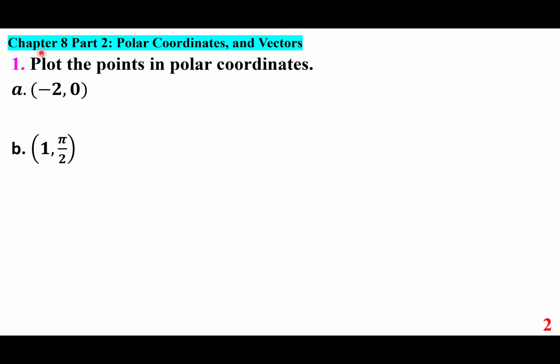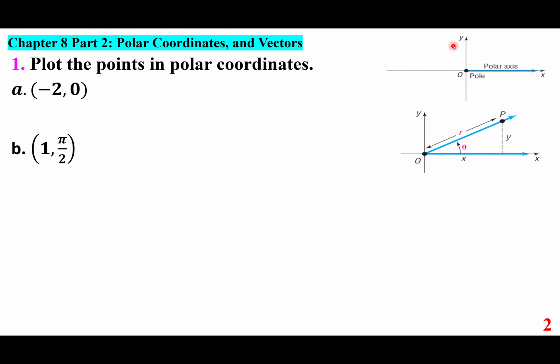All right, so polar coordinates and vectors. Plot the points in polar coordinates: -2, 0. So what do we know about that? Let's get started. First, you have the rectangular coordinate system x, y. You are familiar with that, with the origin O. Now, when it comes to polar, we have the polar axis, or the x-axis, and the pole, or the origin.